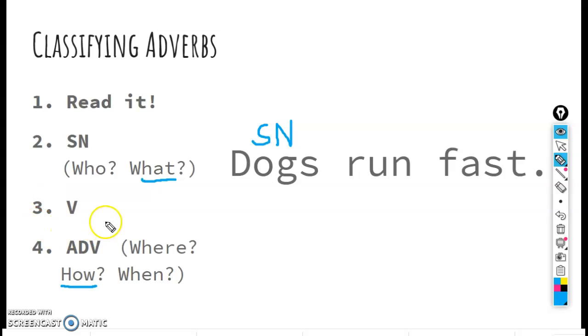Step number 3 is the verb. I'm going to ask and answer a question about the verb. What is being said about dogs? And then I answer it with the subject noun and verb. Dogs run. So run is my verb.